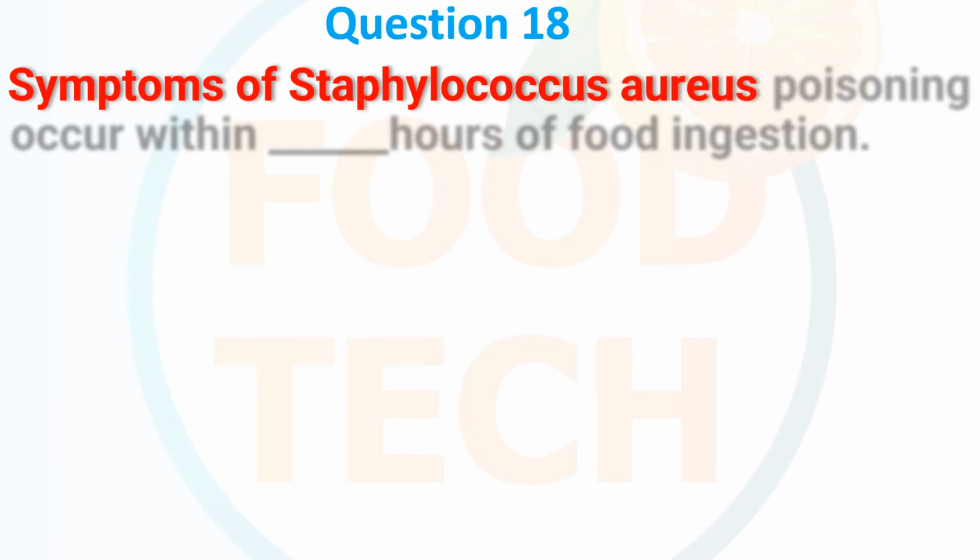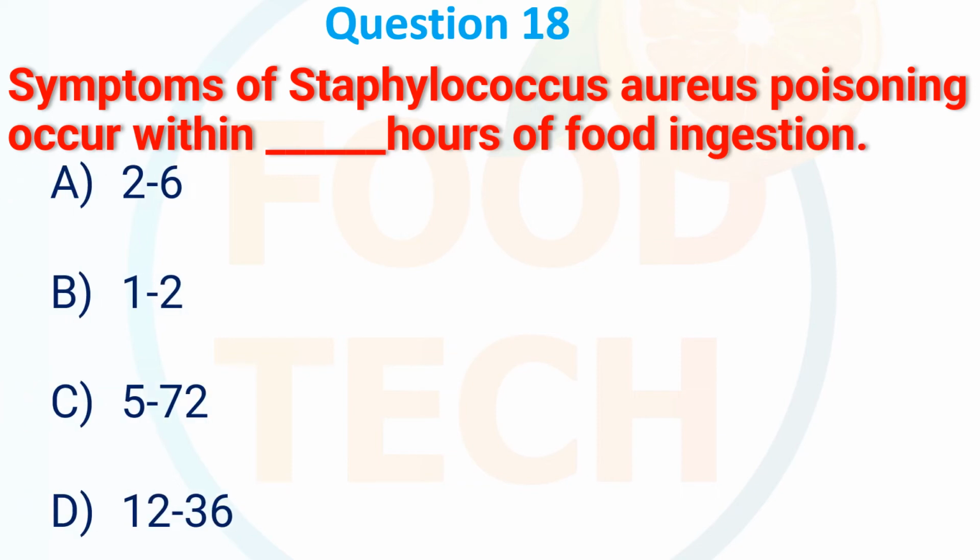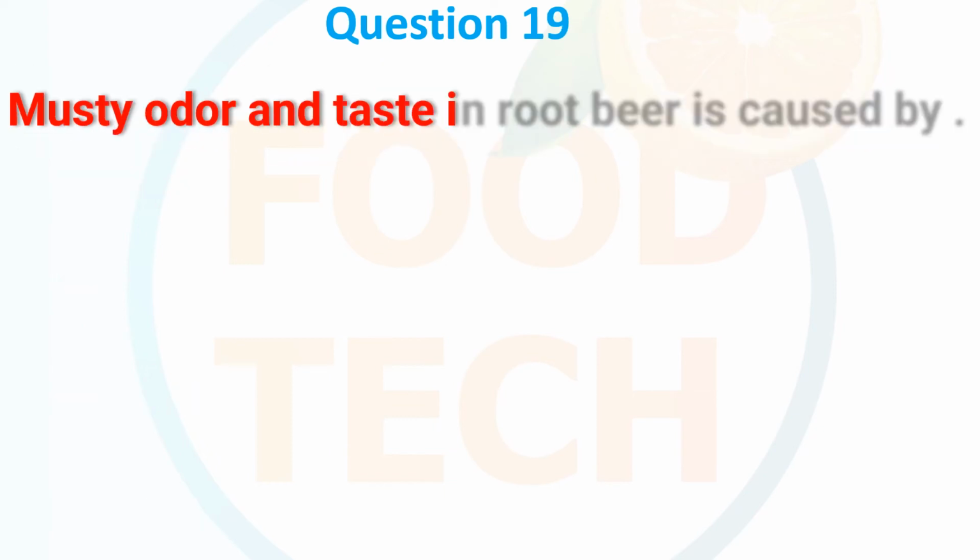Symptoms of Staphylococcus aureus poisoning occur within dash hours of food ingestion. A. 2 to 6, B. 1 to 2, C. 5 to 72, D. 12 to 36. The answer is A. 2 to 6.